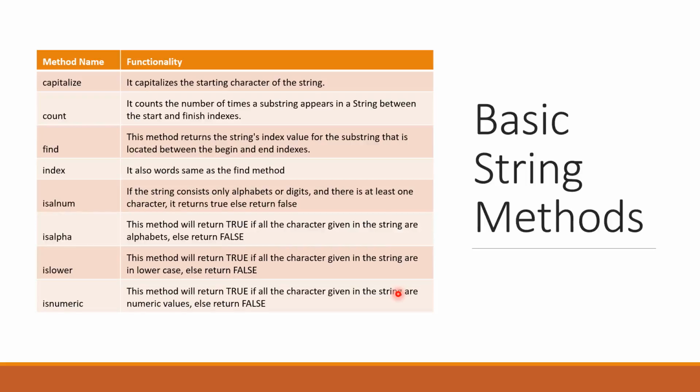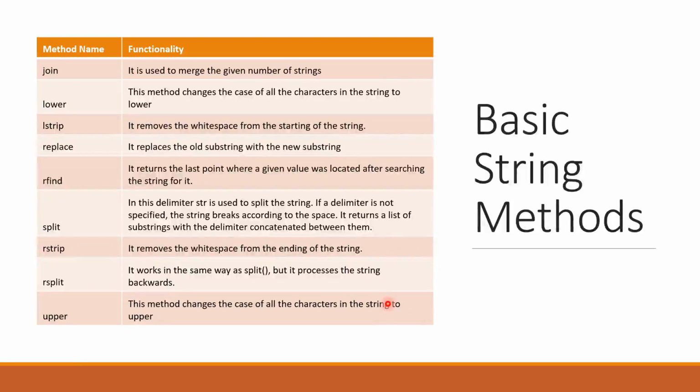islower is used to check whether all the characters in the given string are in lowercase or not. The isnumeric method is used to check whether the characters given in the string are numeric values or not. So there are basically many string methods. Now if you want to explore all of them, let me tell you how we can do that.